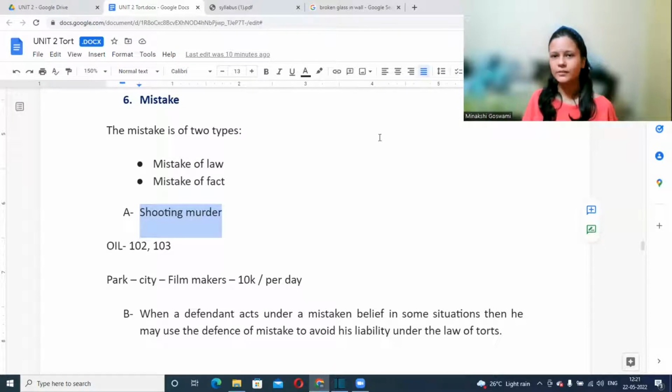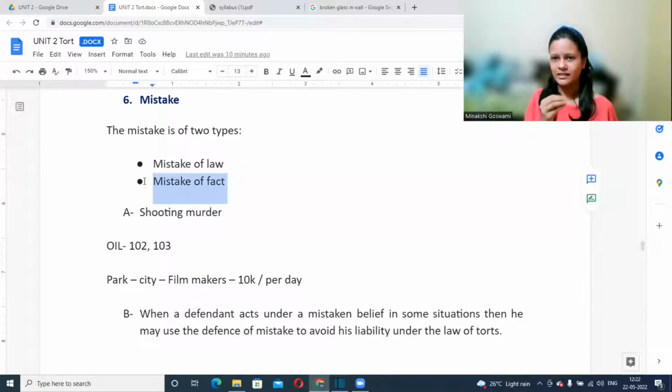In such a case, what happens? This is mistake of fact. I misunderstood the situation. I was not aware that there are cameras being set up. They were shooting for a movie. I was not aware of it. That's why I did it.